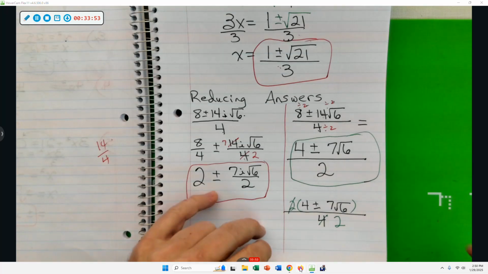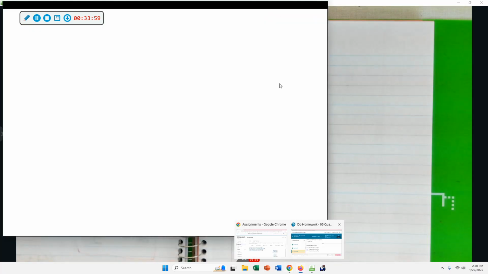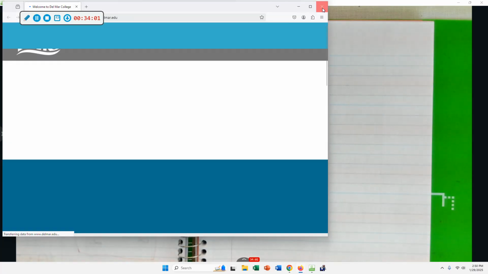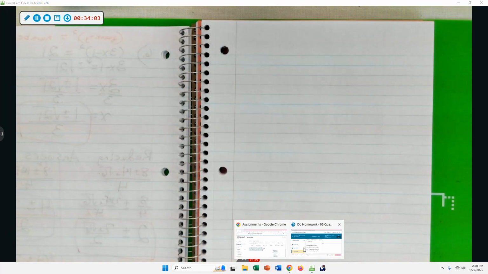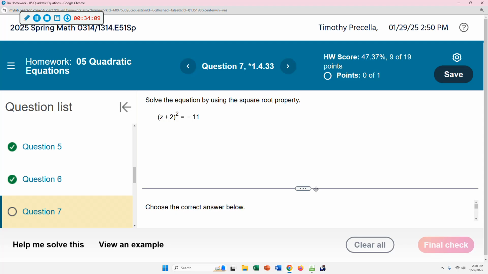Let's do number 7. Oh shoot, I think I just clicked on something. There it is. Oh, it's another multiple choice. Okay. This is number 7. Let me write the problem down. Z plus 2 squared equals negative 11.